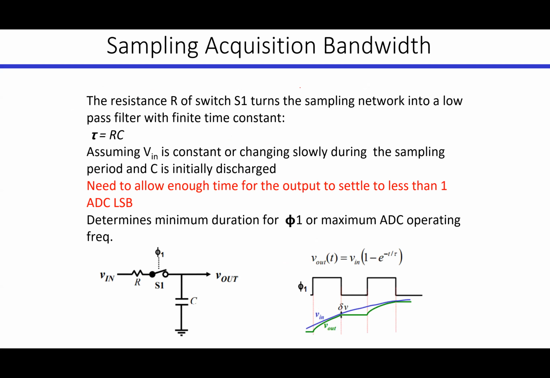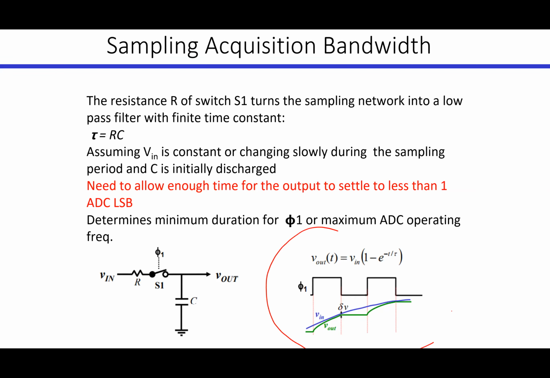Okay. Now, before going into that, let's further move into the bandwidth in order to study how much bandwidth I am allowed. So again, the resistance R of the switch turns the sampling network into a low-pass filter with a finite time constant, which is equal to R times C. Now, assuming that Vn is constant or changing very slowly within that sample period, we need to allow enough time for the output to settle to less than 1 ADC LSB in a half of a clock cycle. What does this mean?